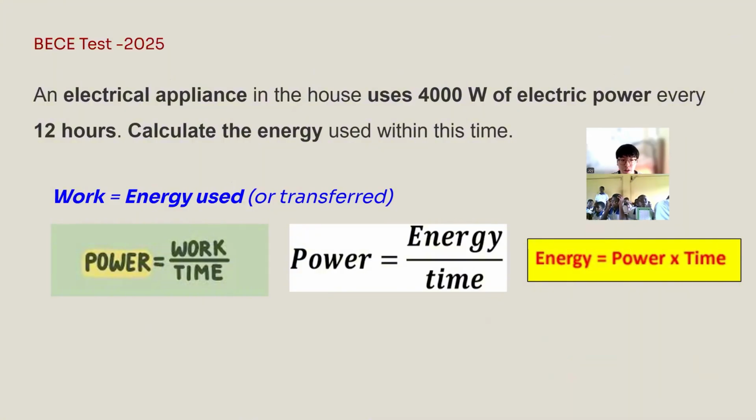Okay, let's calculate this problem. So an electrical appliance in the house uses 4,000 watts of electric power every 12 hours. Calculate the energy used within this time.